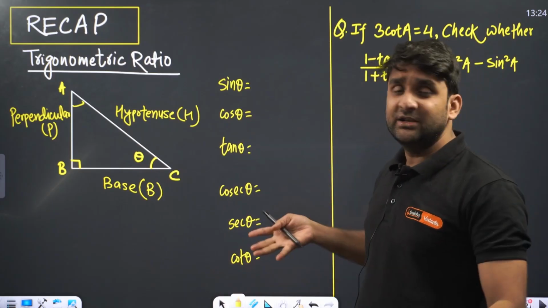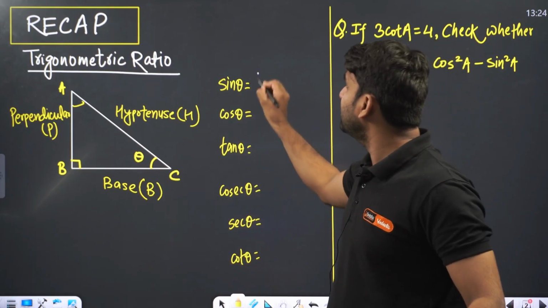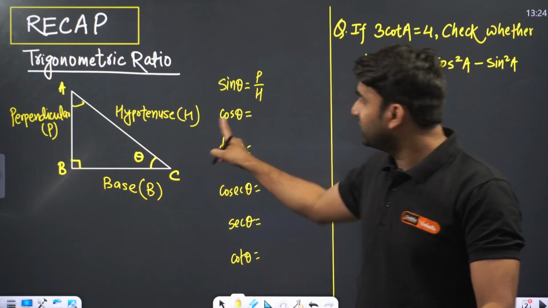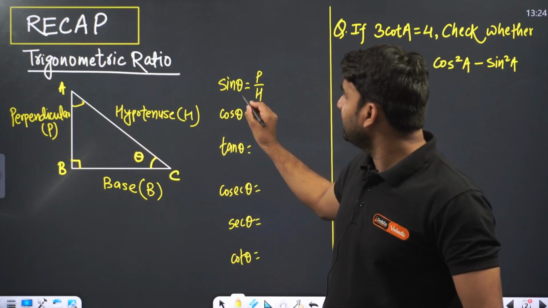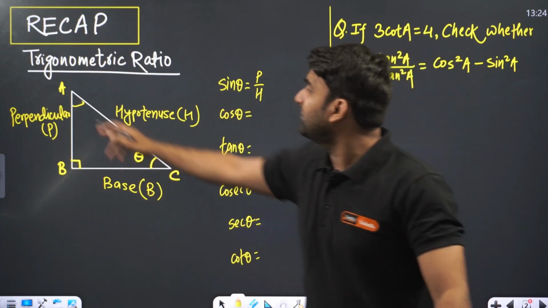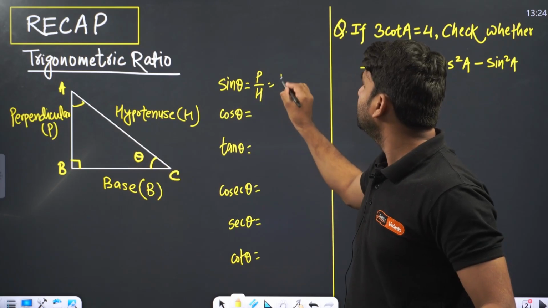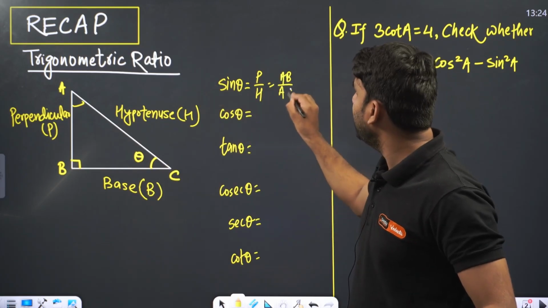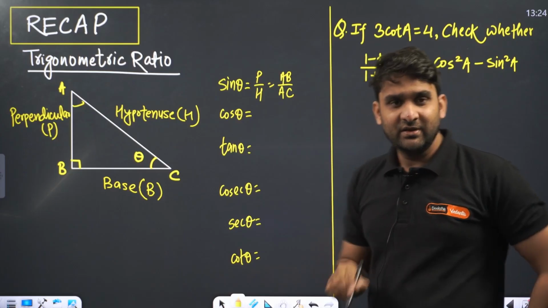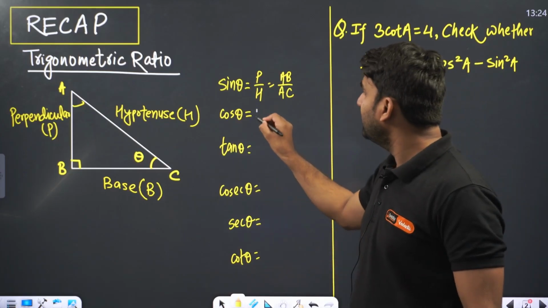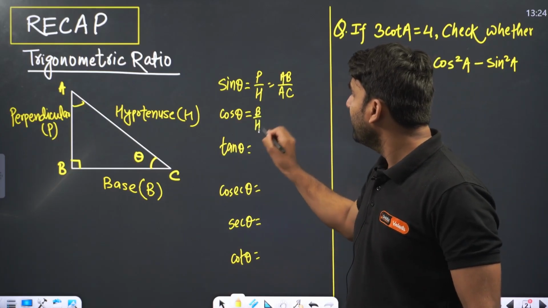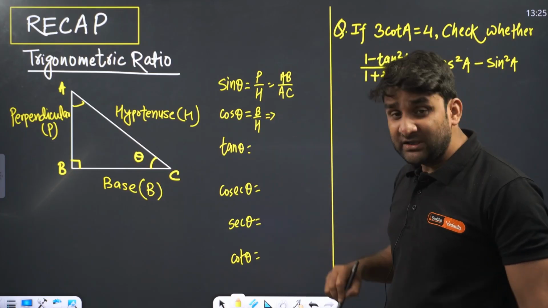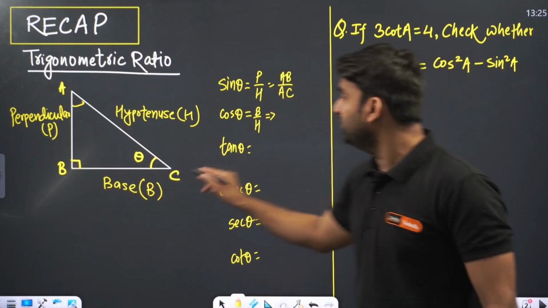So what is sine theta? Sine theta is basically the ratio of perpendicular divided by hypotenuse. For this triangle, if we are dealing with this theta, the perpendicular is AB and the hypotenuse is AC, so sine theta is AB by AC. Clear everyone? Similarly, cos theta is the ratio of base divided by hypotenuse, and we are dealing with this theta, so for this theta, the base will be BC.